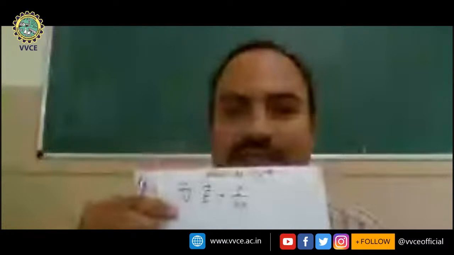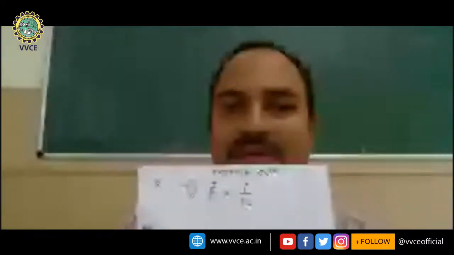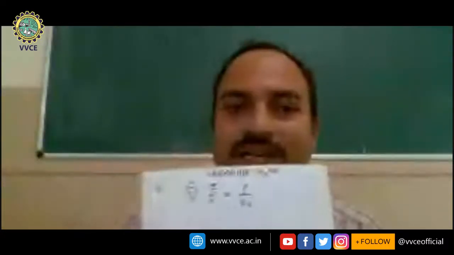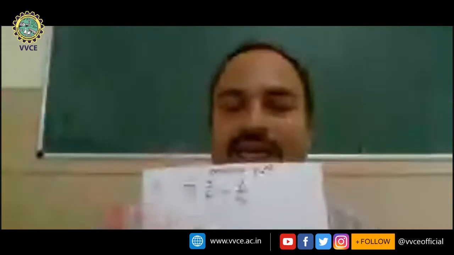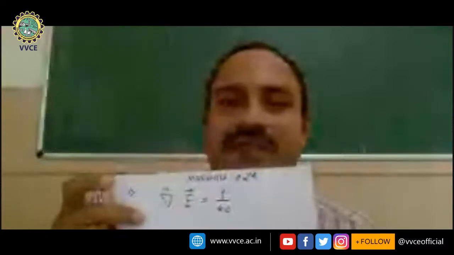If there is a charge, rho represents the charge density, and epsilon naught is the permittivity of free space. So the divergence of electric field is positive if the charge rho is positive, right? Now the electric field has a positive divergence. This is nothing but Gauss law.